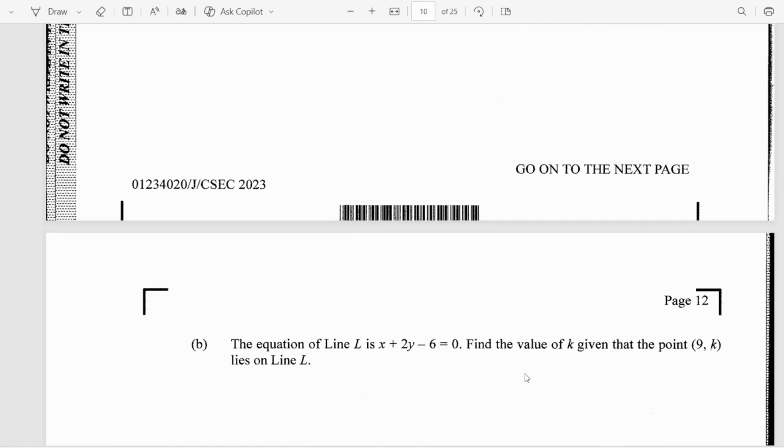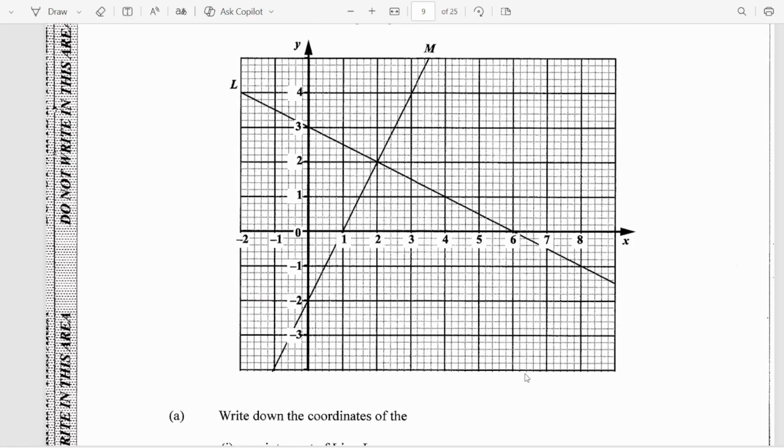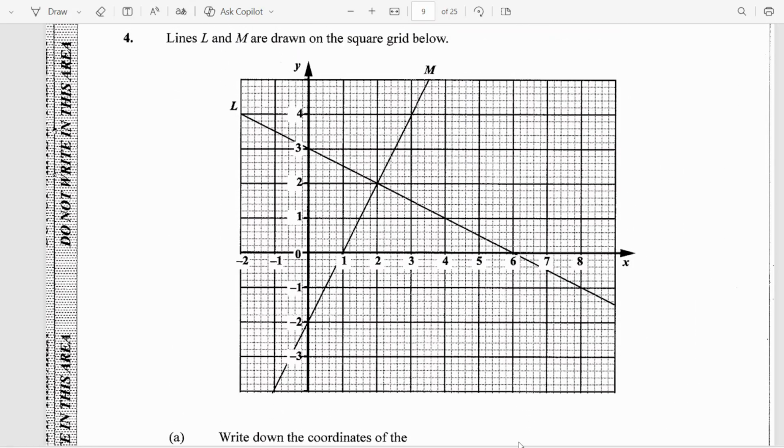Right, so this is a full coordinate geometry question. So the interchange in here. All right. Right, so I'll give you all about 10 minutes.